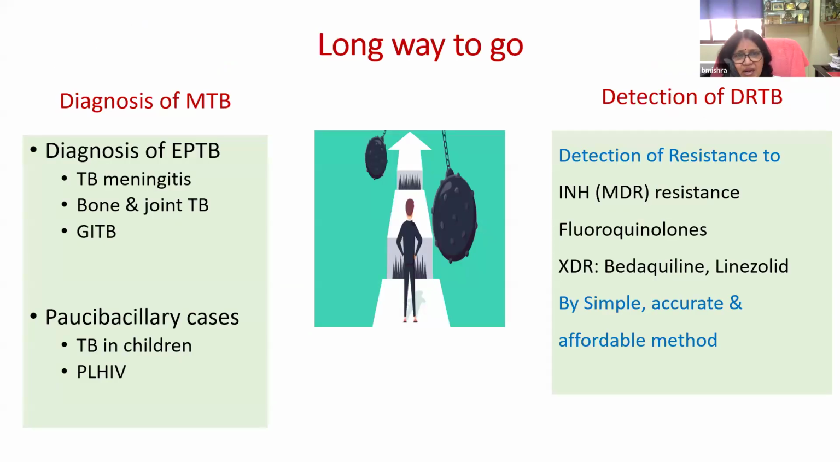But still, we have a long way to go, both in the diagnosis of MTB as well as in the detection of drug-resistant TB. In diagnosis particularly, we still struggle to diagnose all the EPTB cases, particularly TB meningitis, bone and joint TB and GI TB, and the paucibacillary cases like TB in children and HIV cases. And for resistance, of course, as I said, the newer drugs should be implemented, along with INH and fluoroquinolone, which are now all in the treatment regimen, by a simple, accurate, and affordable method.